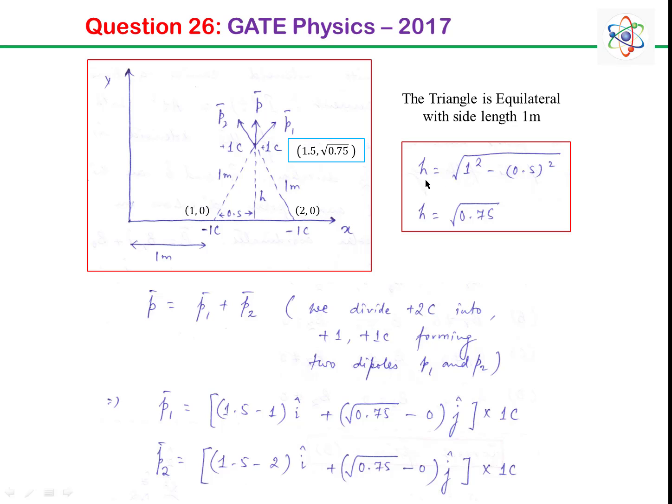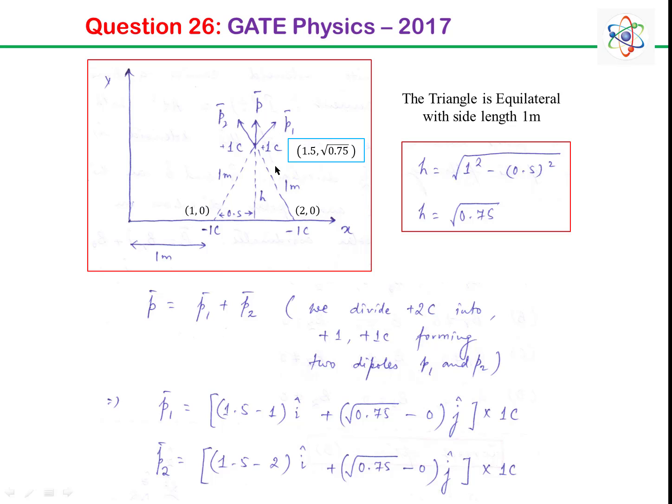So doing that, we will get h equals root over of 1 square minus 0.5 square. So that will give me h equals root 0.75, and the x coordinate of this point is 1.5, and therefore this location will be (1.5, root 0.75). So we have found out the 3 coordinates for this triangle, and therefore we can easily find out this P1 and P2. Now dipole moment, we know that it is equal to the length vector multiplied by the charge.